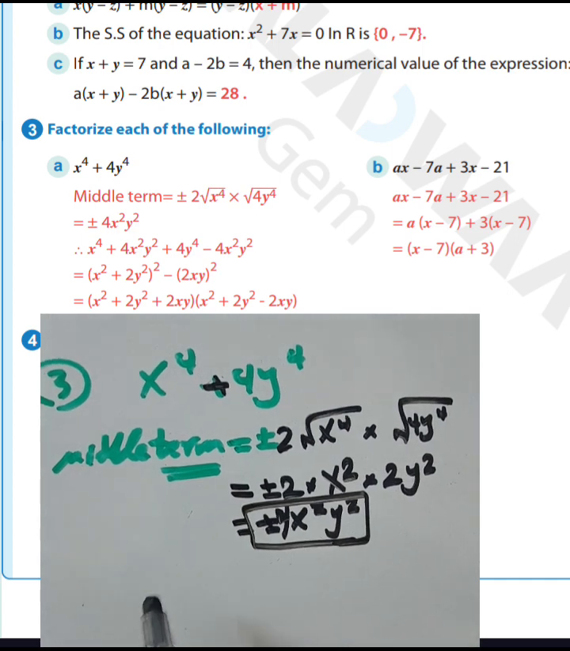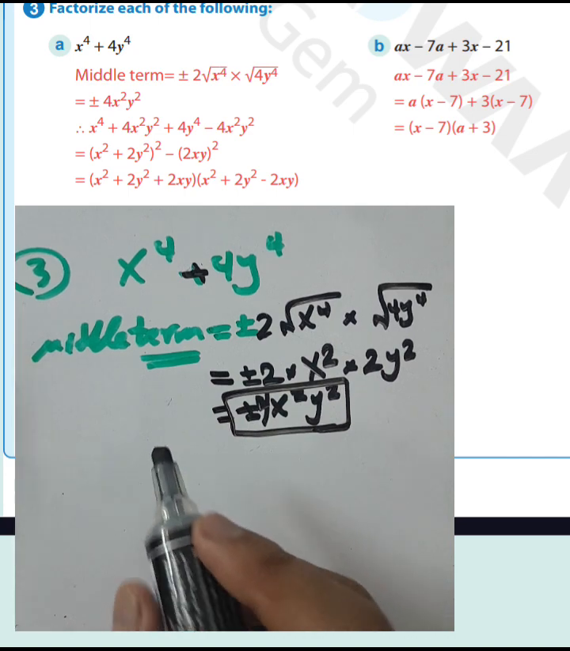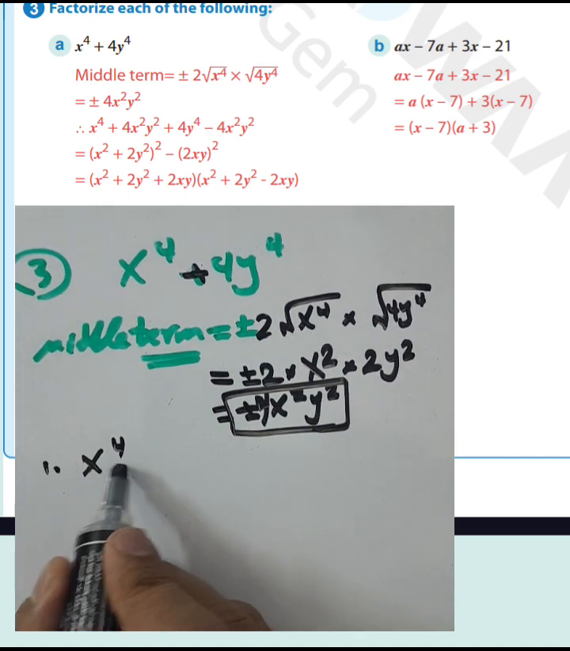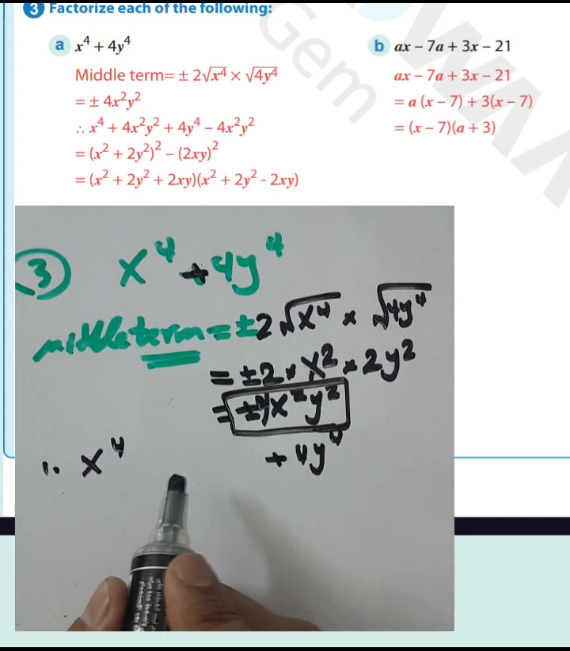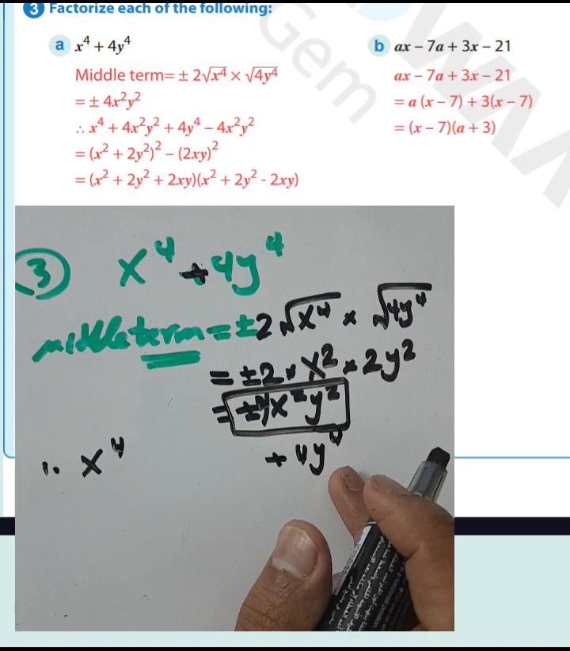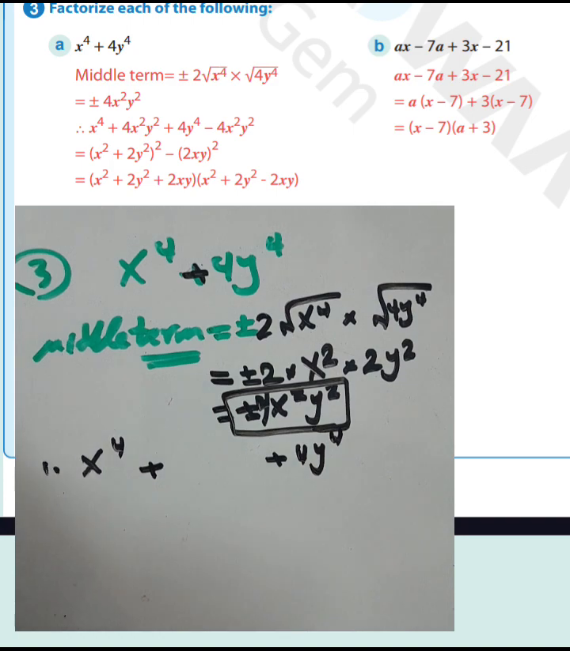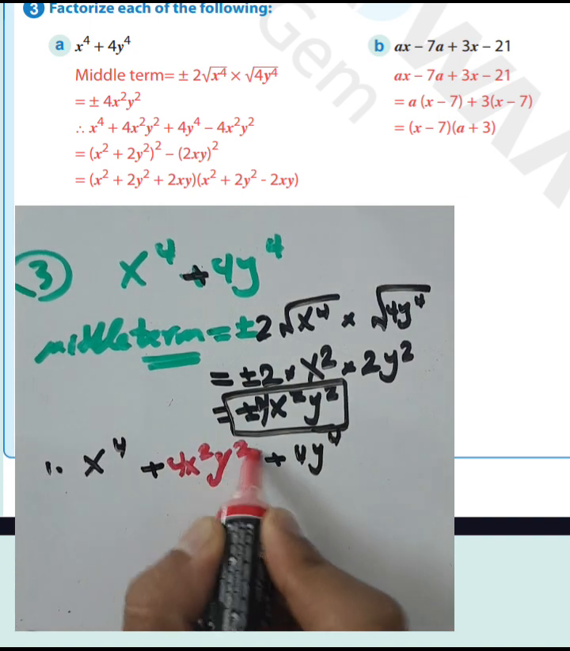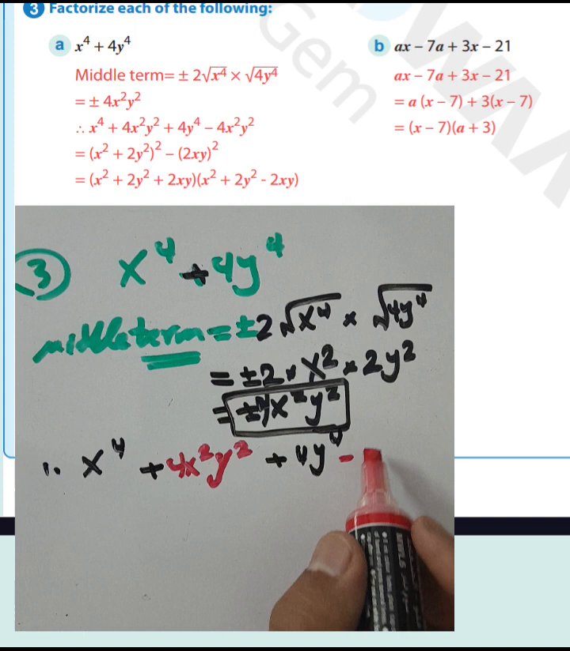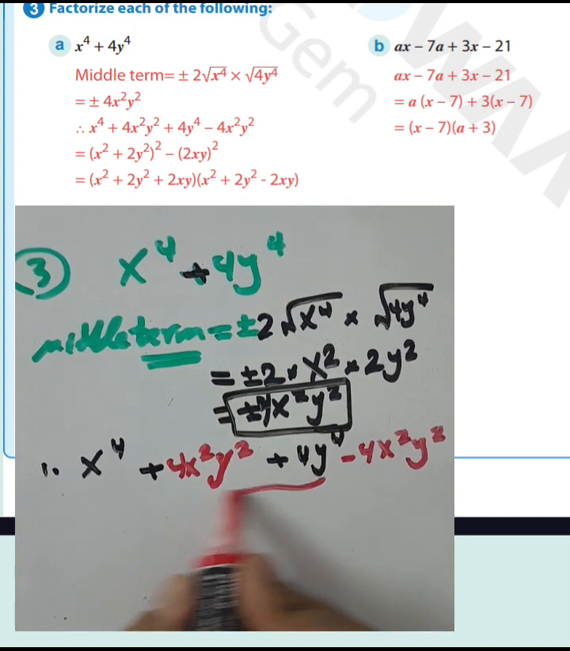And then how can you solve this example? By writing this number in the middle. Then you can write x power 4 here and 4y power 4, and we must write plus 4x power 2 y power 2 in the middle here to convert to three terms, subtracting 4x power 2 y power 2. And then we have 3 terms here.